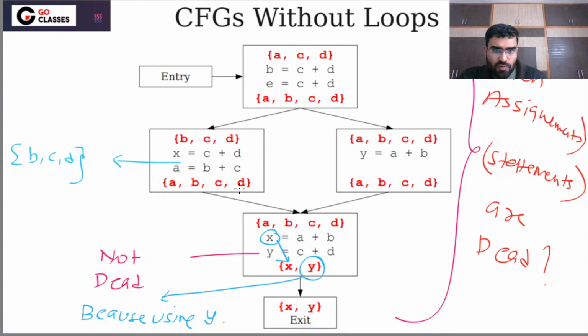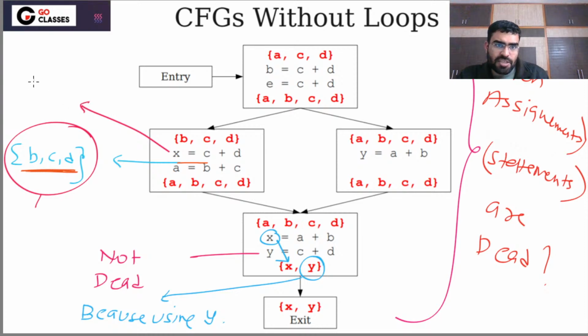What else? What is dead? You can notice here BCD is live at this point. This means this x is unused. See what this tells: these three variables BCD are used in future, and x is not used in future. Remember, in future BCD are used, x is not used. So because of this, I can say this statement is dead. Yes or no?